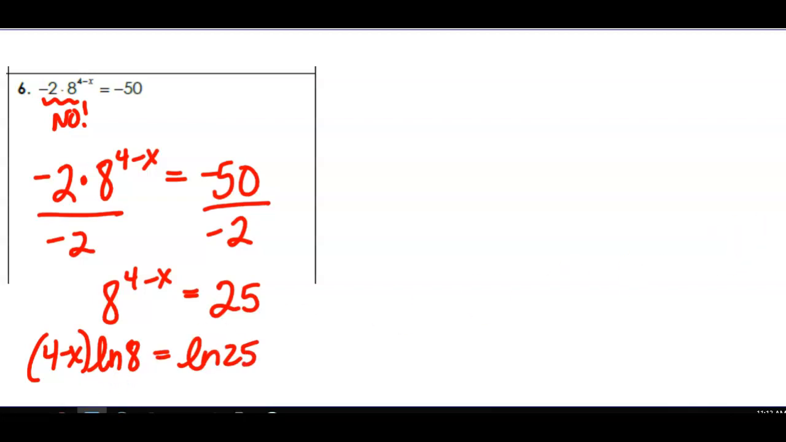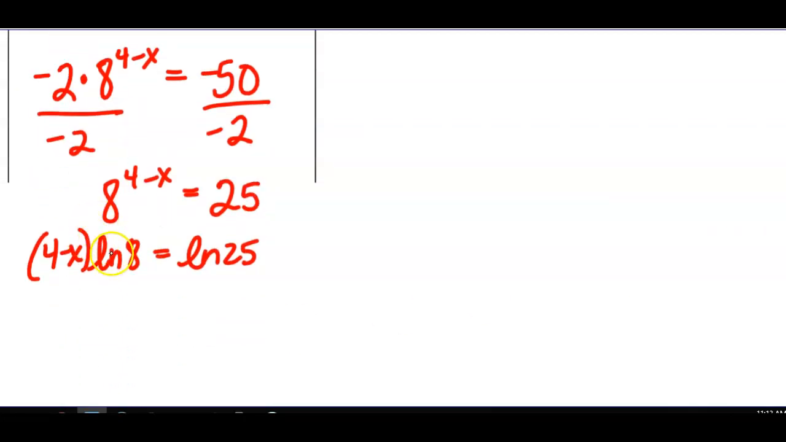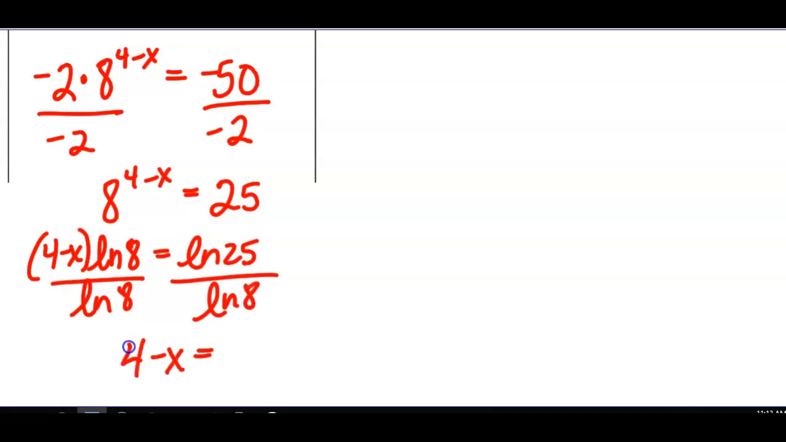Then again, you could do this in any order you wanted. If you wanted to distribute it through there, you can. I'm just going to divide both sides by the natural log of 8. So I get 4 minus x equals ln of 25, close parenthesis, divided by natural log of 8, which is 1.54795 or 780.